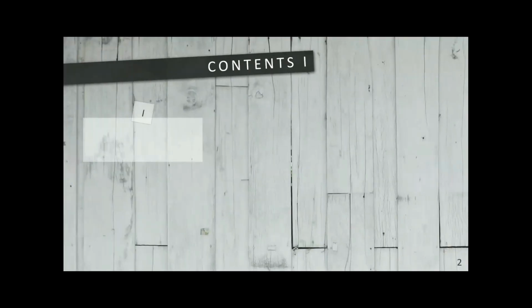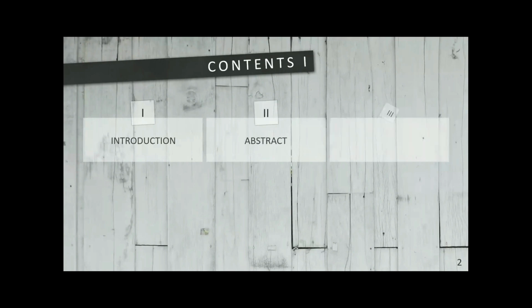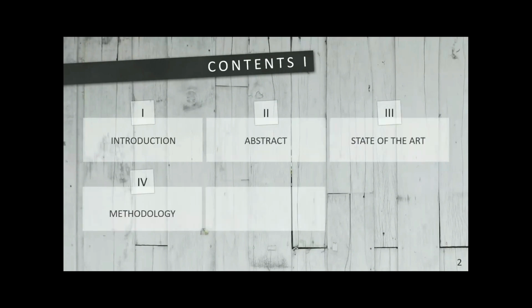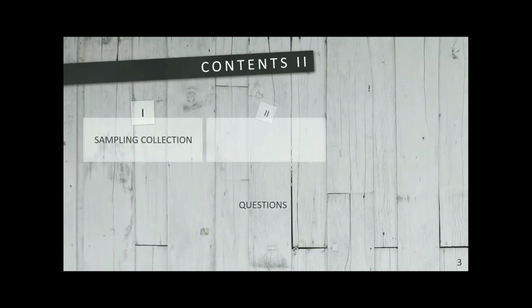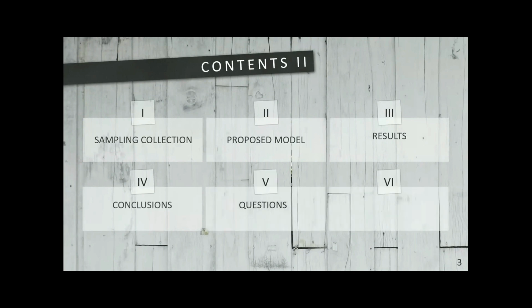For the first step, we're going to talk about the contents of this presentation. We have an introduction to the topic of emotion recognition, a little abstract of the paper, a little review of the state of the art that we took to do this research, the methodology that we used to get the results, the material selection, the environment setup where we did the sample collection, the proposed model, results, conclusions, and at the end of these slides, the questions.